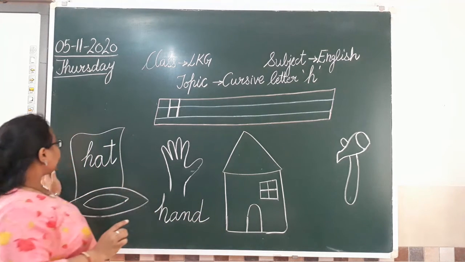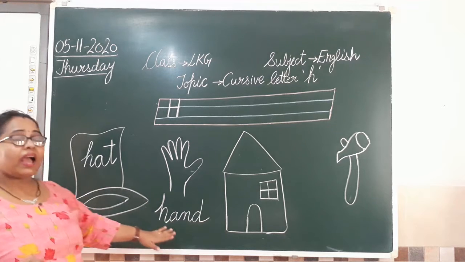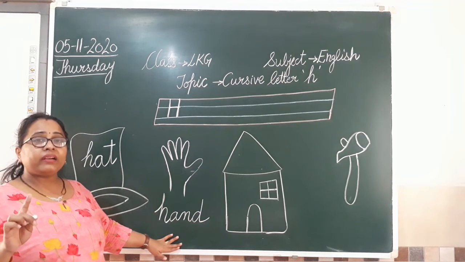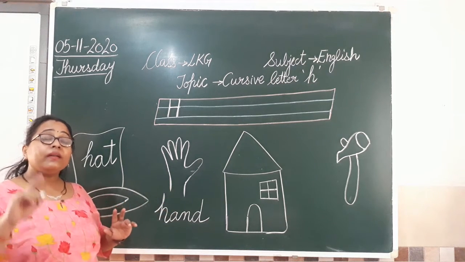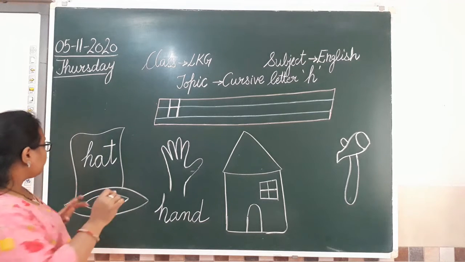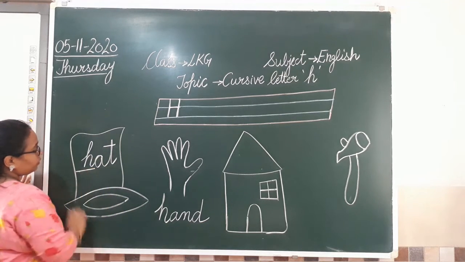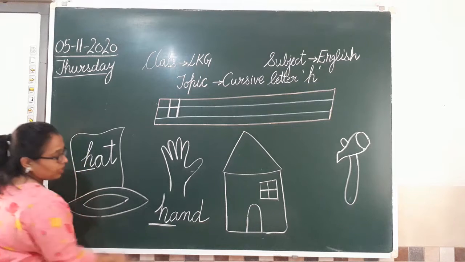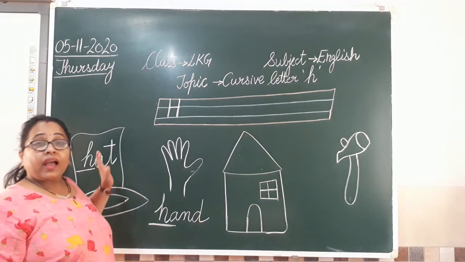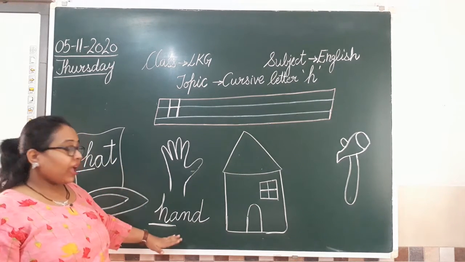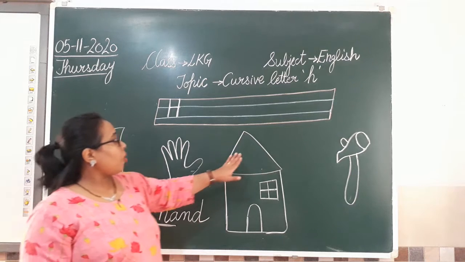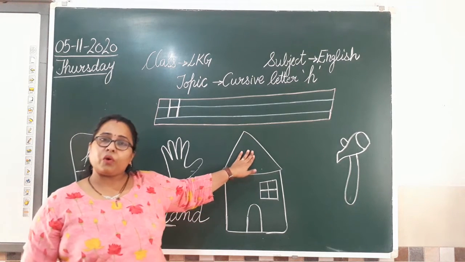Now, when I have written hat and hand, what is the similarity? दोनों में same क्या है? The beginning sound. Here I am saying it. Here also this is the same alphabet. Hat, hand. Okay, what picture is this? Can you tell me what is this?